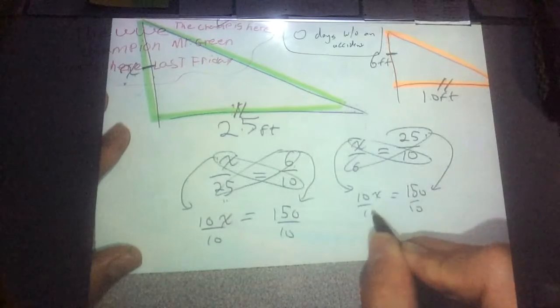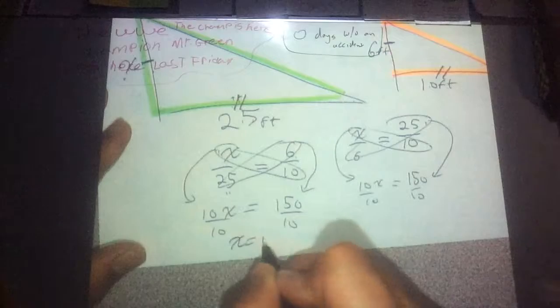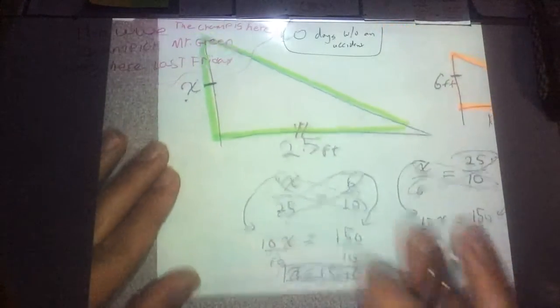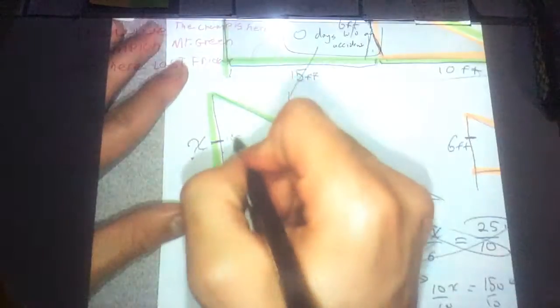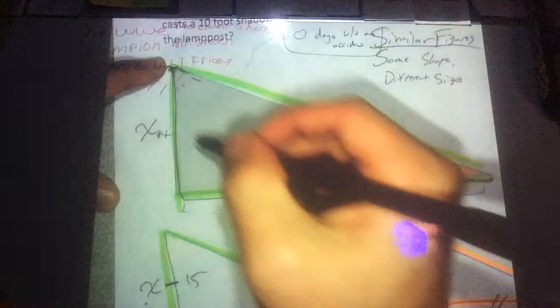I guess I really don't need to do both problems. But x is going to be equal to 15. So the height of the lamppost, x here, is 15 feet. So going back to the original problem, this height right here is 15 feet.